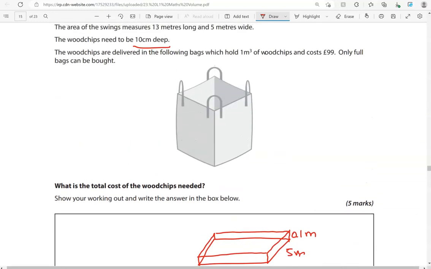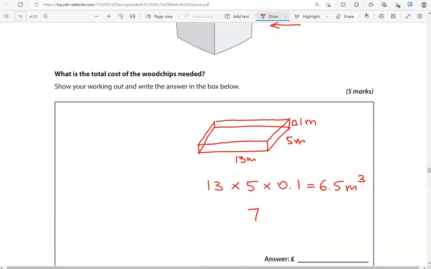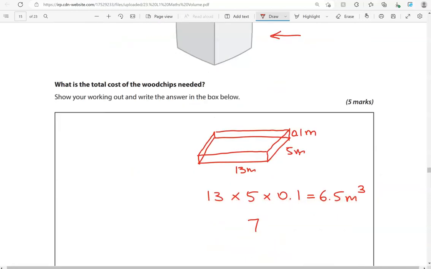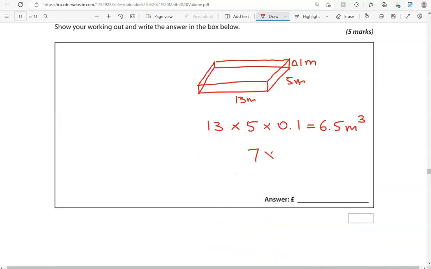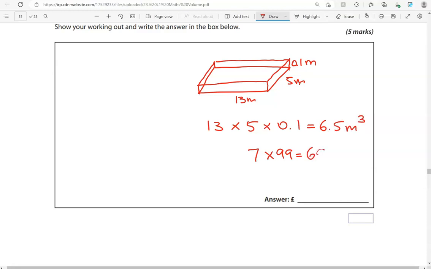Wood chips can be bought in bags like this, which hold 1 cubic meter, and only full bags can be bought. So we're talking about 7 bags. Each bag costs £99. So we'll do 7 times 99, which is 693. So £693.